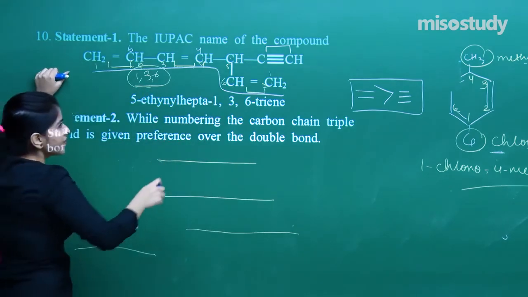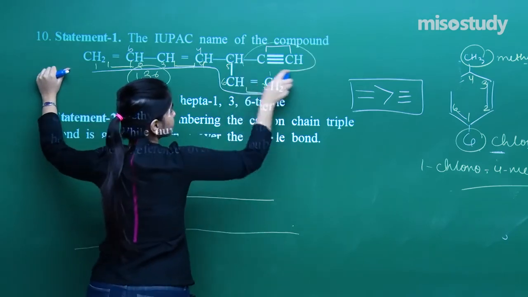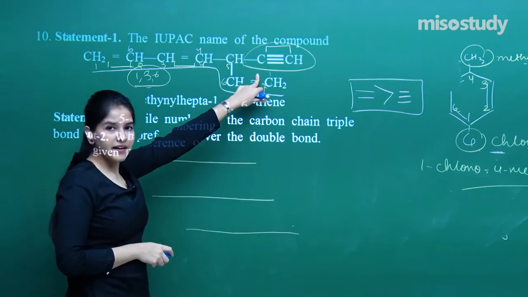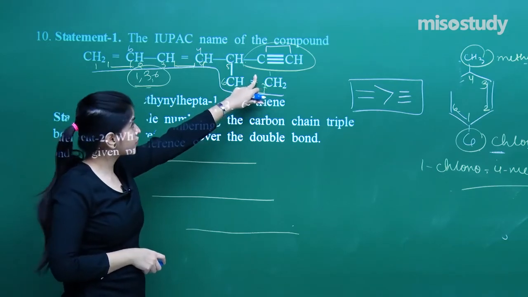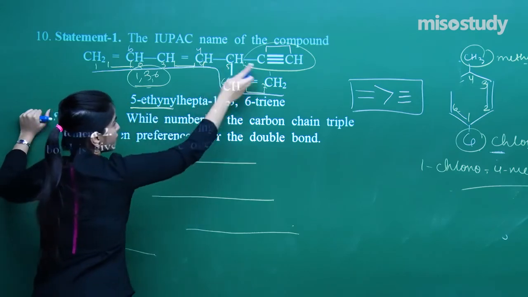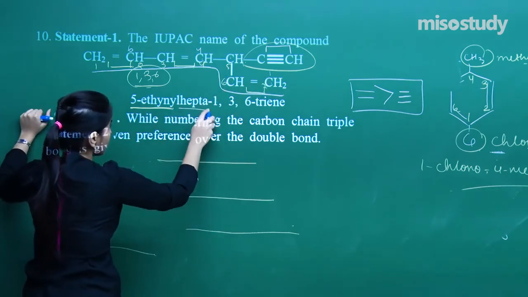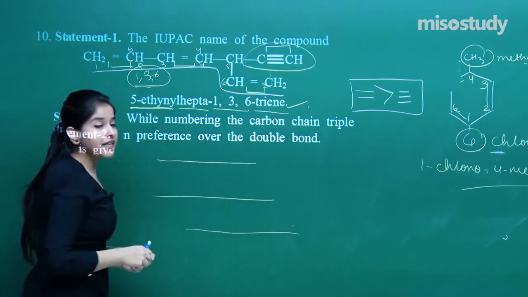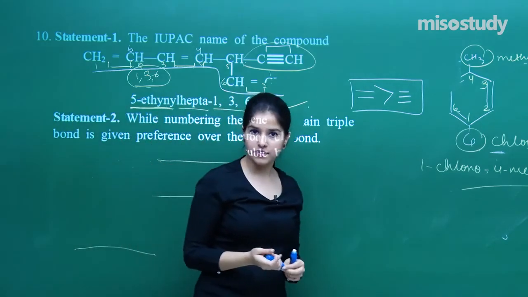Now, what is this? Here I have got ethynyl. So that will be treated as a substituent. So what will it be? 5-ethynyl, onto the 5 position I have got. Hepta-1,3,6-triene. So that is the very correct option. I hope everybody has got the answer here.